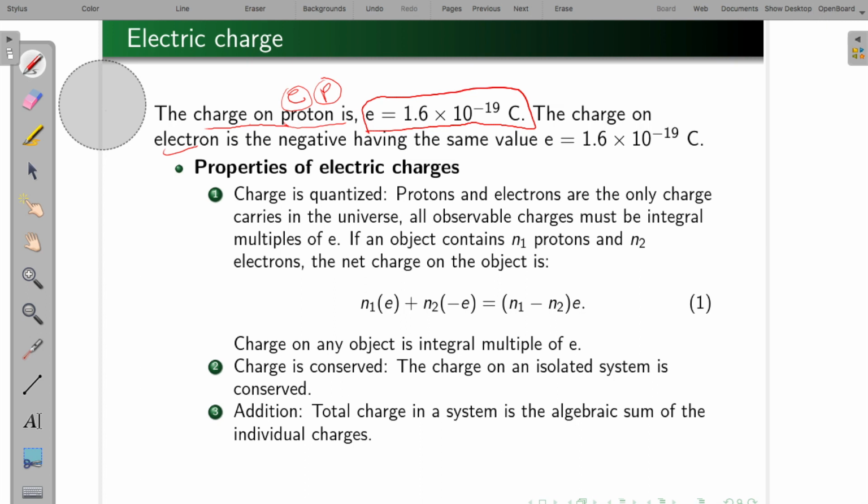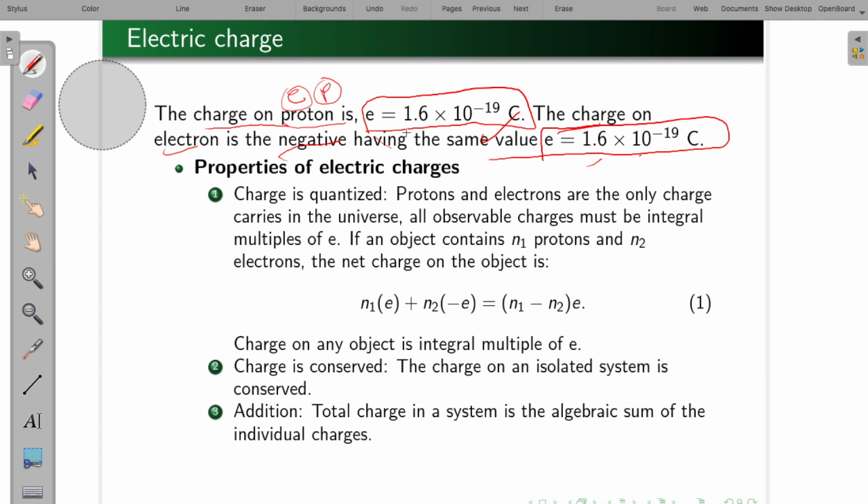Very important point, always remember this: the charge of a proton is 1.6 into 10 to the minus 19 coulomb. Similarly, the charge on the electron is the same in magnitude, however it has a negative sign. The magnitude of the charge on the electron is also 1.6 into 10 to the minus 19. So here we understand that the charge on a proton is 1.6 into 10 to the power minus 19 coulomb.